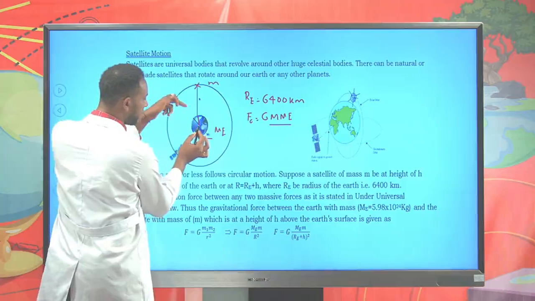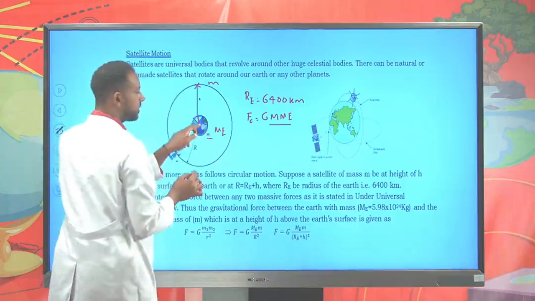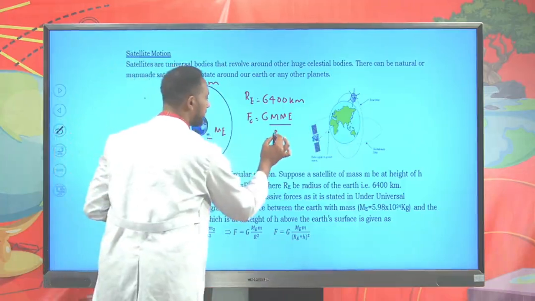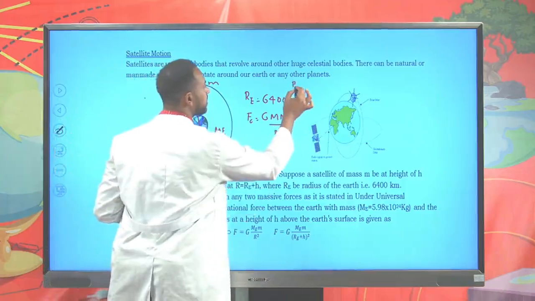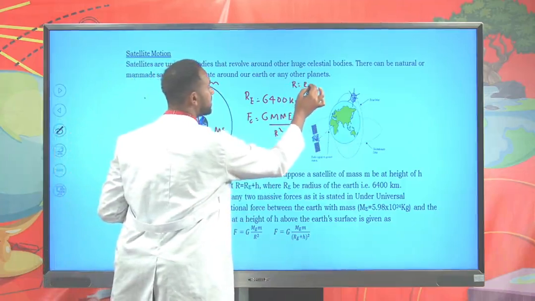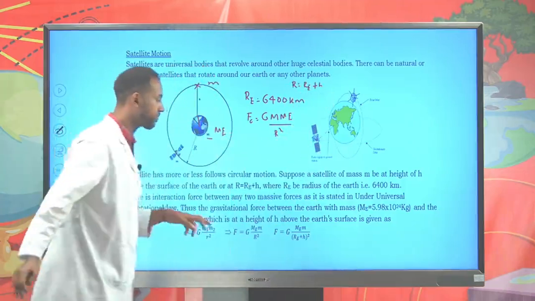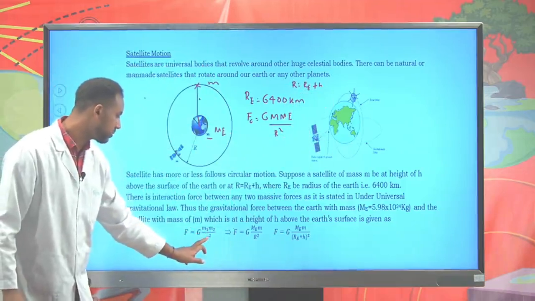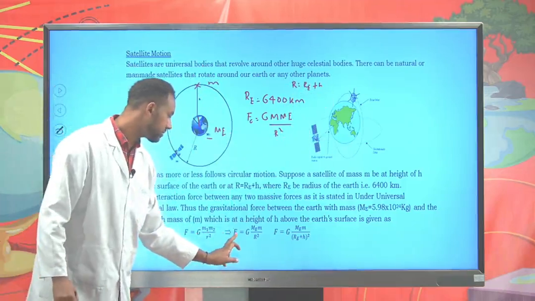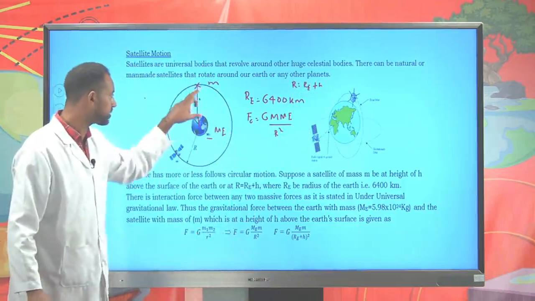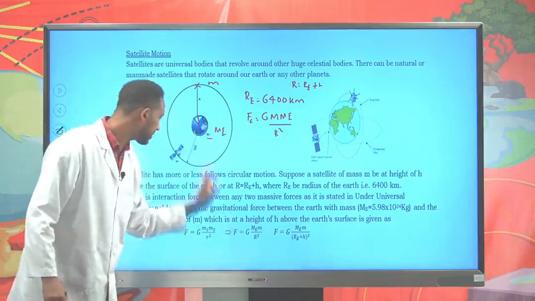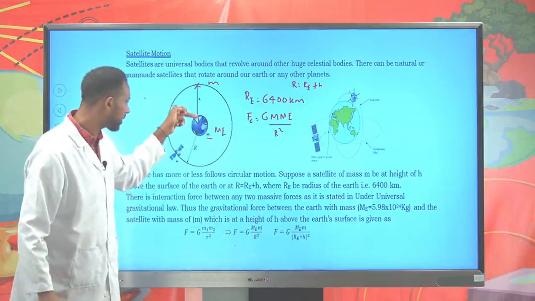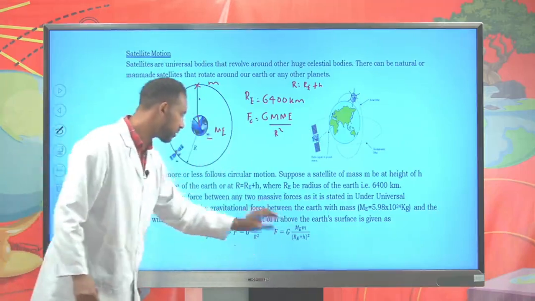In this case, the radius is from the center to the satellite. Here you have the radius of the Earth plus the elevation, so you have r squared, but note that r means the radius of the Earth plus the elevation of the satellite. This is how we determine the force: G, mass 1, mass 2, over radius r squared. The force between the two bodies, the mass of the satellite and the mass of the Earth, can be given using this one, and r is the combination of the radius of the Earth and the elevation. Keep this in your mind.